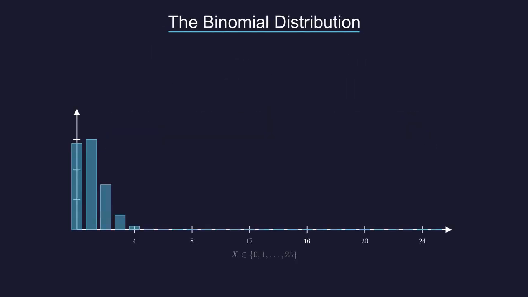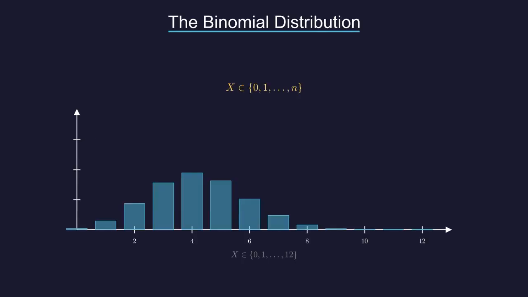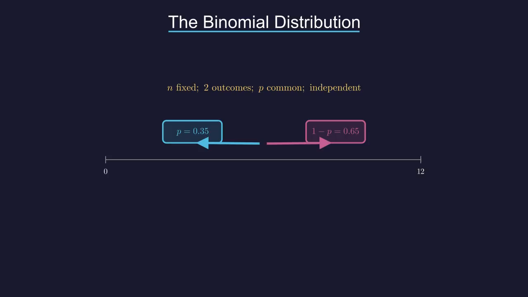The binomial distribution. How likely are two or more defects in a fixed inspection batch? The binomial distribution models the number of successes in a fixed number of trials when every trial has two defined outcomes, the same success probability, and independence under the study design.